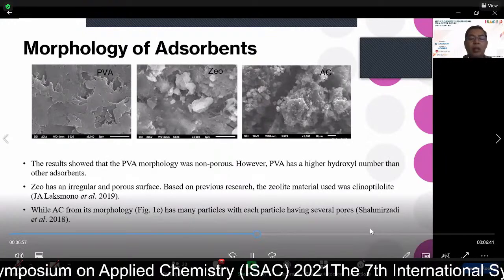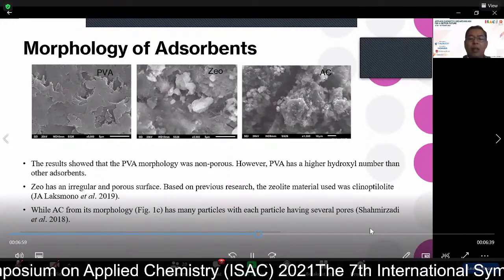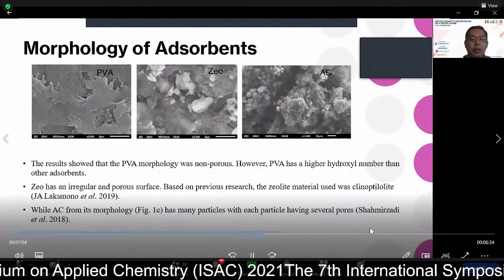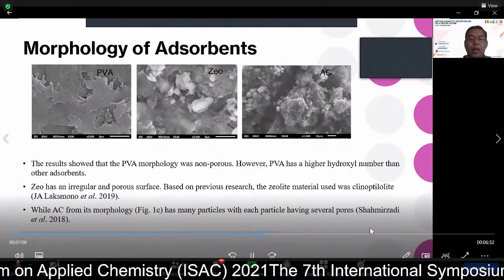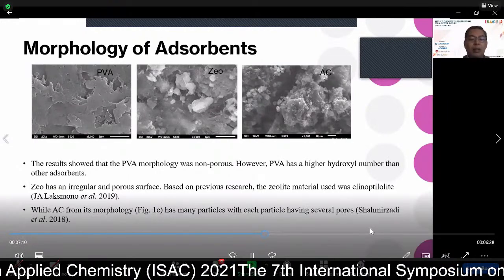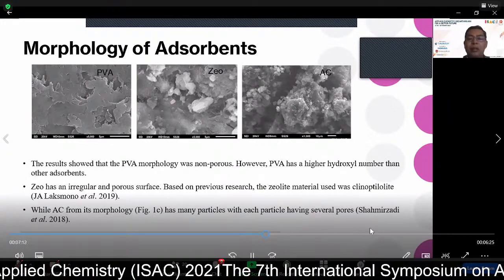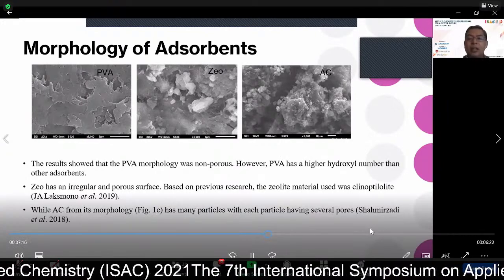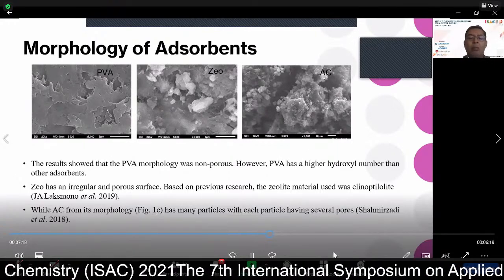Zeolite has an irregular and porous surface, with some parts of the crystal having a tetrahedral structure. Meanwhile, the activated carbon morphology has many particles, with each particle having several pores. This causes the activated carbon surface to have many pores.